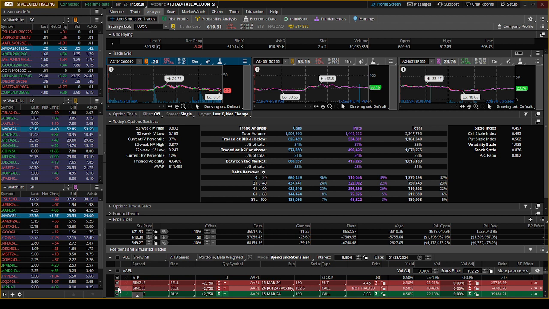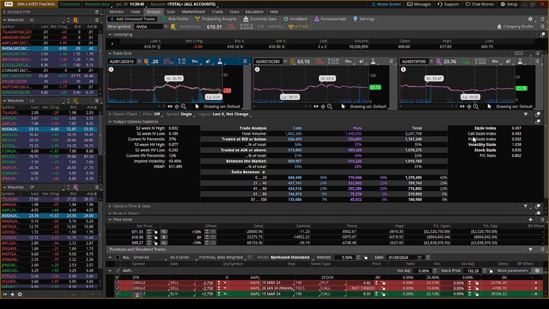So if I get rid of that, okay, so the profit potential, if it goes up another 10%, the P&L is going to be 830. But again, this is as of the time of this recording.